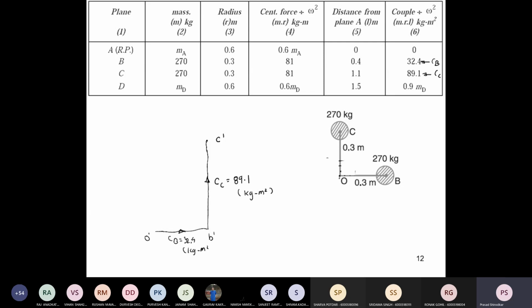So join C dash with O dash to close the polygon. So this will be your CD. Alright, this is CD. CD is 0.9 MD. Right. So measure CD. Okay, so that is 0.9 CD, that is equal to 0.9 into MD.